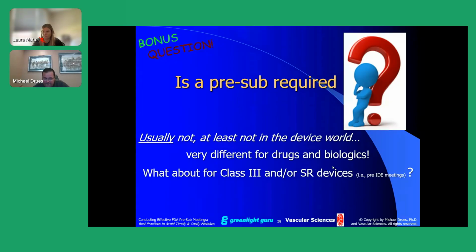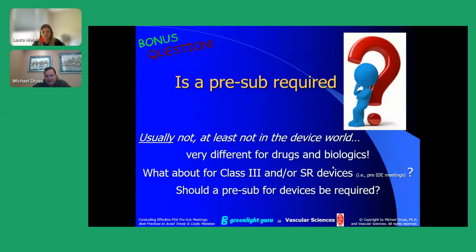So for example, if you're working on a class 3 device, a PMA or an HDE device, or even a class 2 device that's significant risk, meaning that it is not IDE exempt, then you will be required to do an IDE, and you will most likely be required to have a pre-IDE meeting. A pre-IDE meeting is essentially like a pre-sub, although the emphasis is obviously on the clinical aspect, not necessarily the others. So in some aspects, pre-subs are required in the medical device world. Remember what I said before, average regulatory professionals know the rules. The best ones know the exceptions.